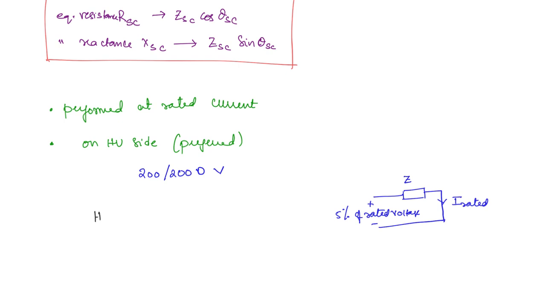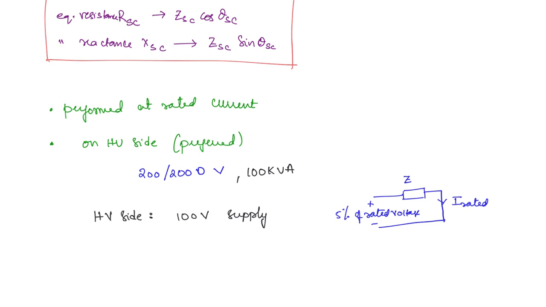Now say you are performing the test on the HV side, then what will be the required voltage? 5% of 2000 is going to be 100 volt. So a 100 volt supply is required. And what about the current? You can consider the rating to be 100 kVA.